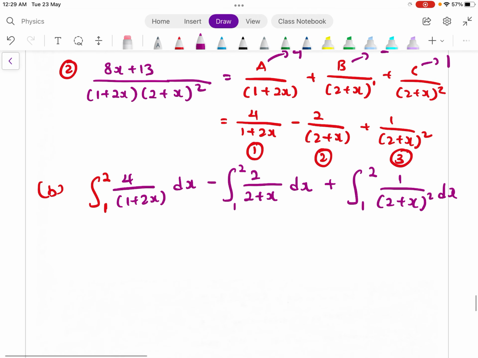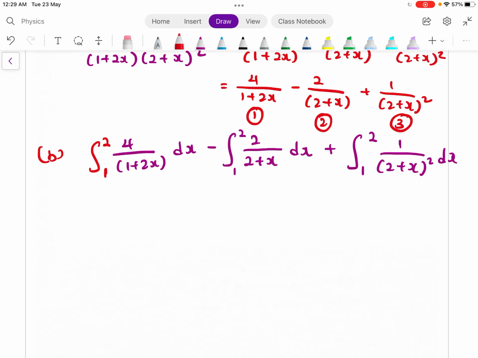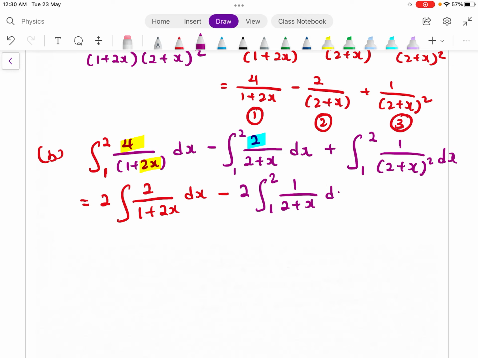So you notice that the first two terms must be ln. So first, you must make sure that the top here must be 2. So you take out 2 here, then you put 2 over 1 plus 2x, then dx. Next will be the second term. The top part must be the differentiated form of the bottom part, meaning that this part must be 1. So you take out the 2, then put 1 over 2 plus x dx.